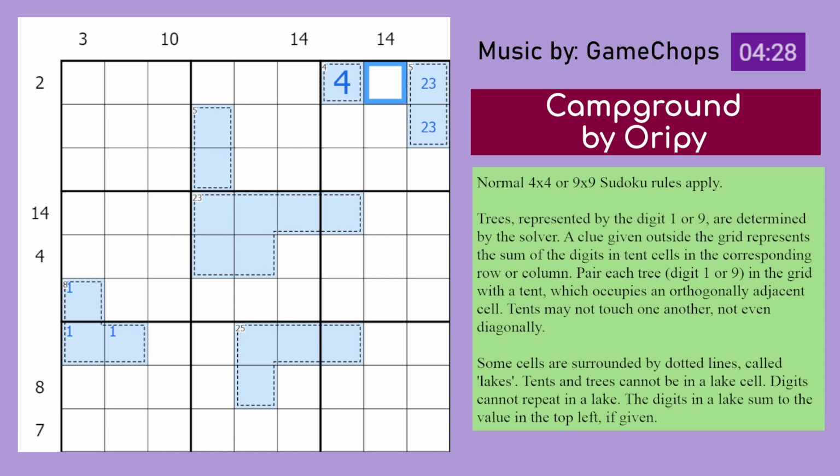Oh, wait, hold on. We can do some bigger size logic with this. Because remember when I said for the 4x4, each 1 counts as a tree which must have a tent. We can do the same for this. Each 9 is a tree and each tree must have a tent. Therefore, how many tents can there be? There has to be 9. Has to be 9 trees and 9 tents.